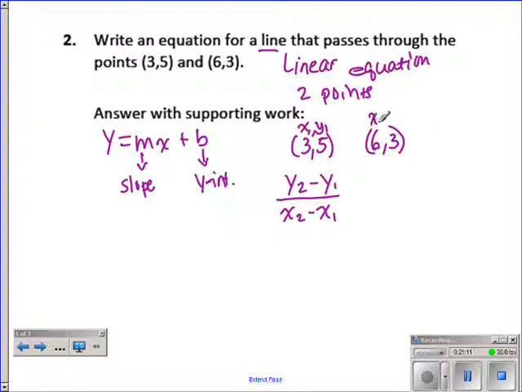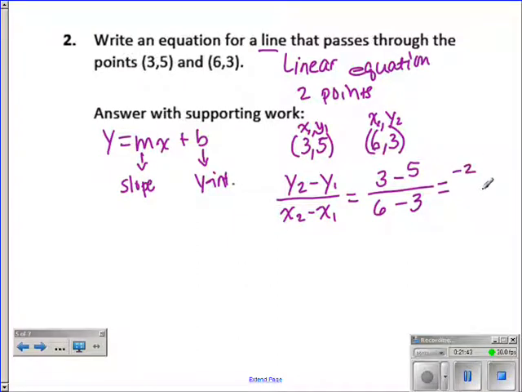Y sub 2, that would be this 3, minus my y sub 1 right here, that's my 5, so I got 3 minus 5, over my x sub 2, that's my 6, minus my x sub 1, that would be this 3. Awesome. Okay, now just do the math. 3 minus 5, well, that's negative 2. Don't let that negative get you. And 6 minus 3 is 3. So my slope is negative 2/3.